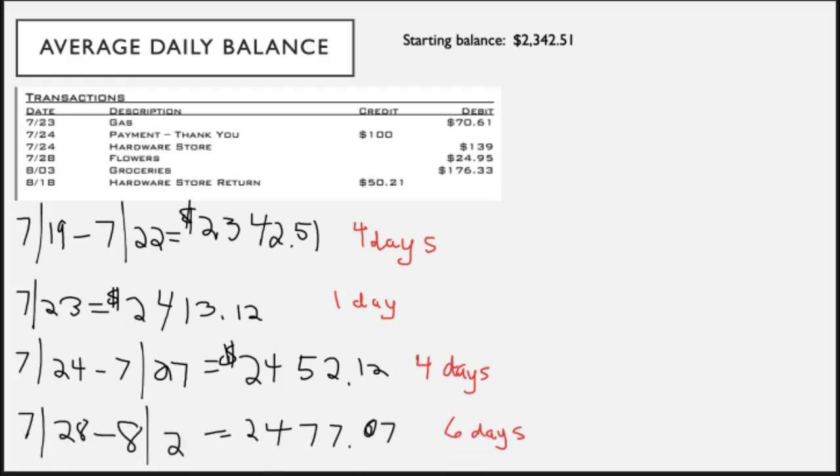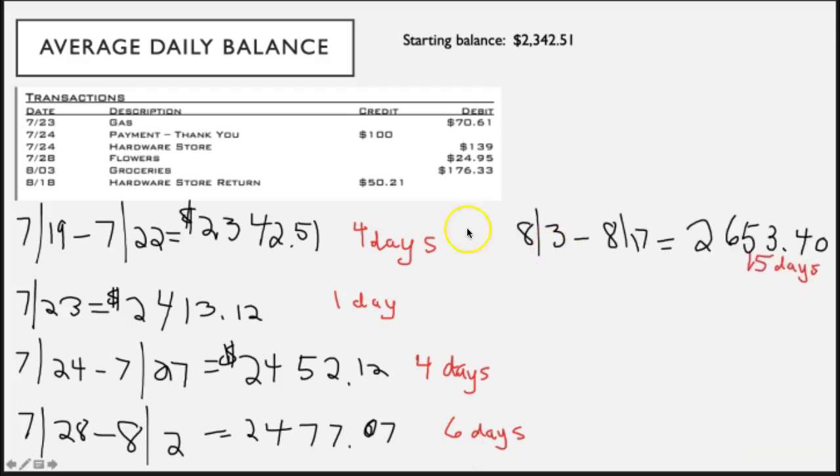All right, so in checking your answers now, the 28th, there was a charge for flowers of $24.95. So I'm going to take the previous day's balance, which is here, and add $24.95. So my balance has increased since I made a charge to the credit card. That will go through August the 2nd. Then on August the 3rd, another charge. So on August the 3rd through the 17th, 18th is when there's another charge.